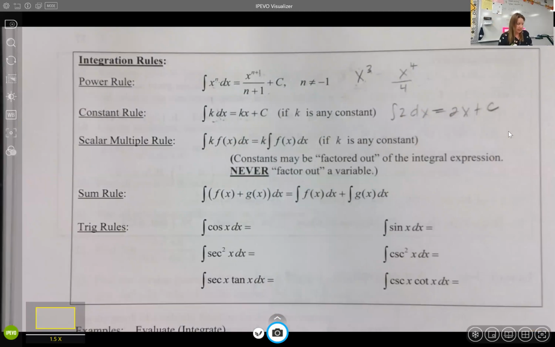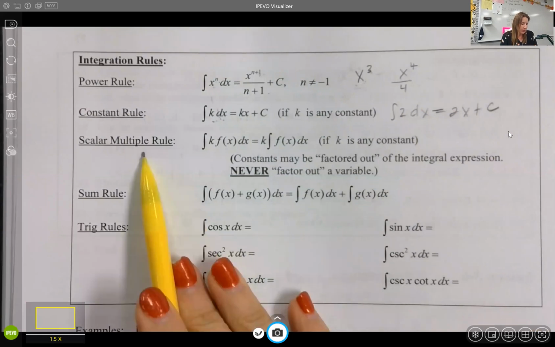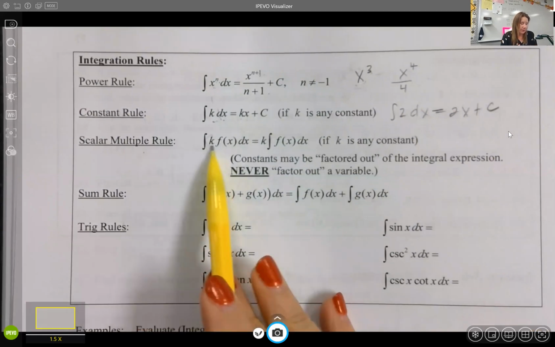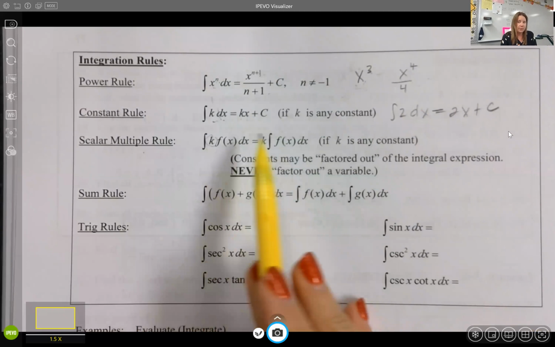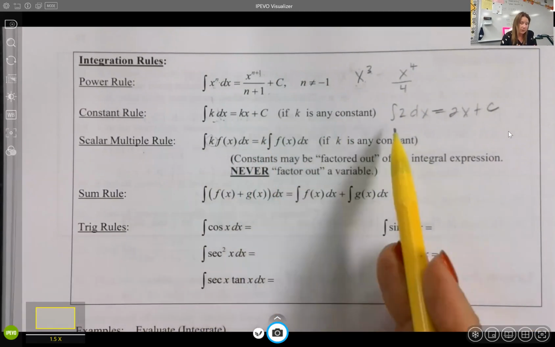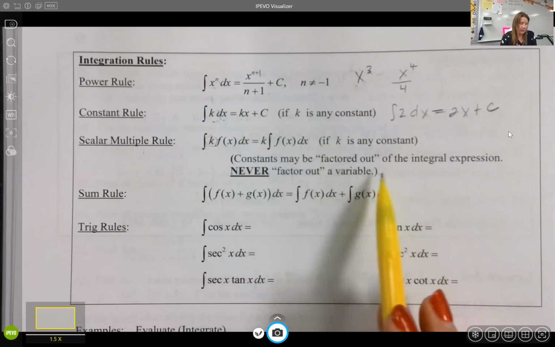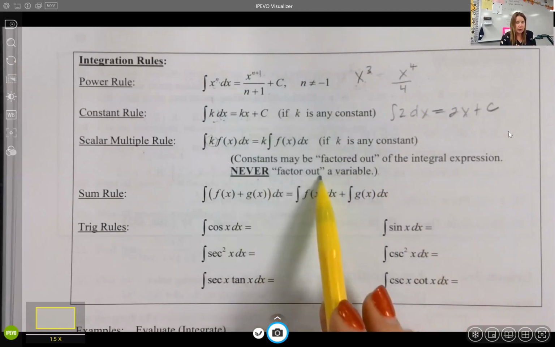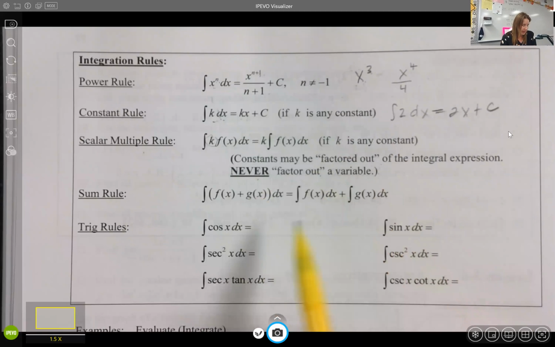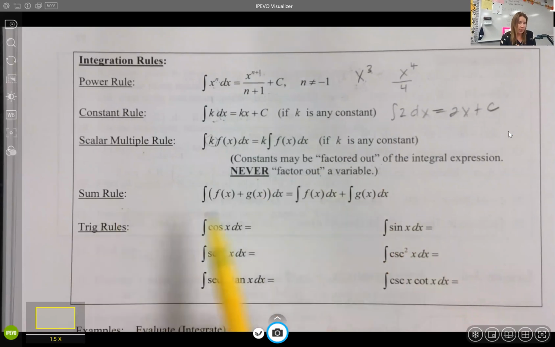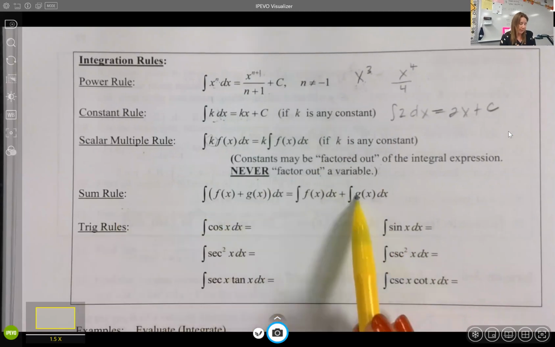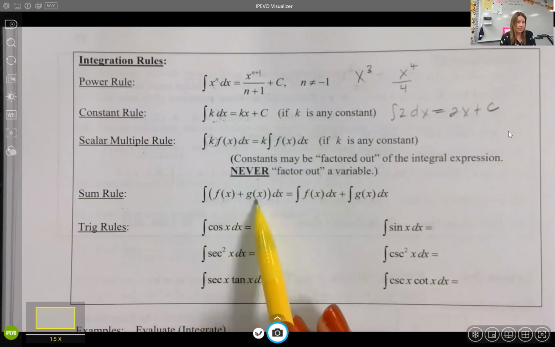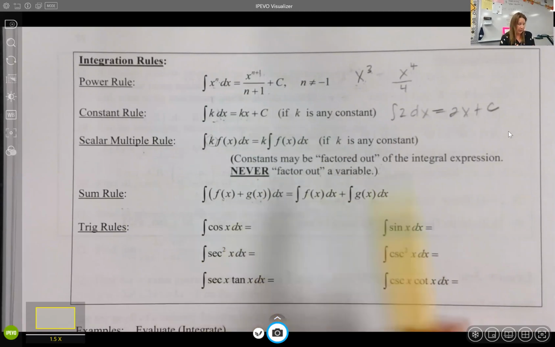Then we have a couple of rules that go along with integrals. Scalar multiple just means if I have a k in front of a function, I can factor k out and make my number smaller if I want. You don't have to, but you can. Don't ever factor out if there's an x. You can only do it with numbers. The sum rule means I can break apart a polynomial. So if I have x squared plus 3, I can take the integral of x squared and the integral of 3 separately.